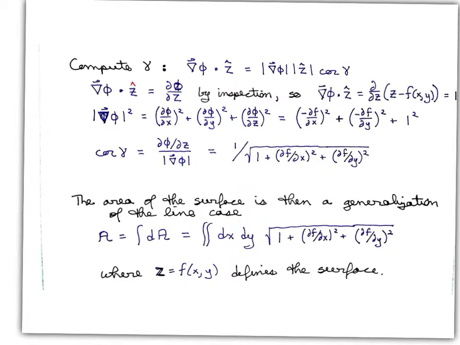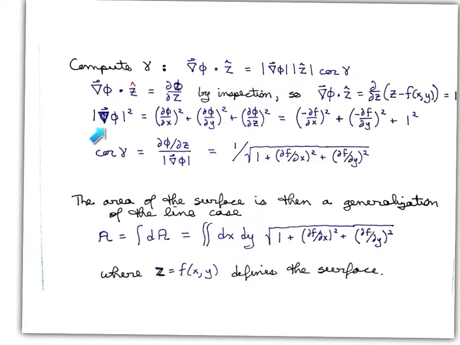So we noted z hat, by definition, is a unit vector with length 1. The dot product over here between gradient phi and z hat is, by inspection, just the partial of phi with respect to z, since that's the z component of the gradient of phi. But our definition of phi was z minus f of x and y. The partial derivative of that with respect to z is simply 1. That's great. We're getting lots of simple answers. The only thing we have left to calculate then is the magnitude of the gradient of phi.